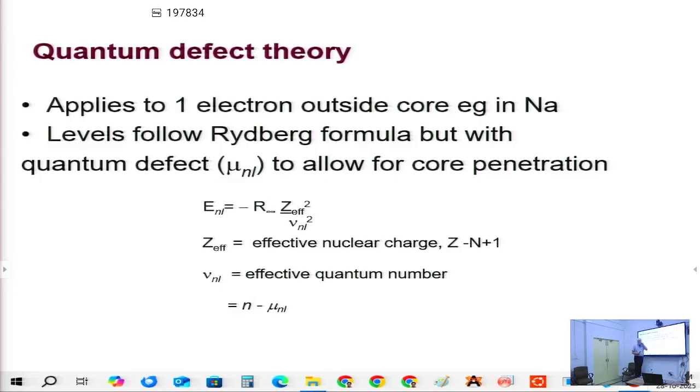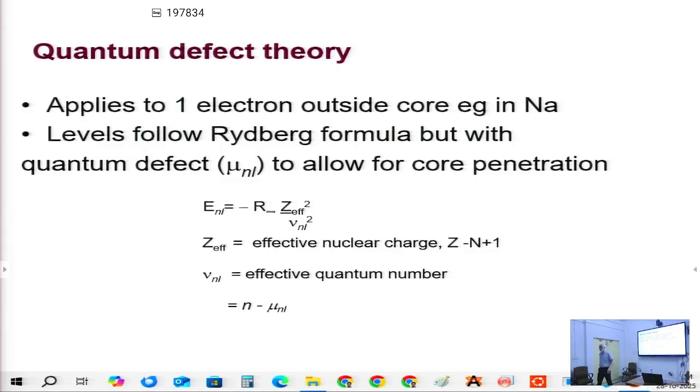The effective nuclear charge is quite simple. It's just the net charge held by the outer electron. So it's usually 1 for neutral, 2 for an ion, and so forth, because it's the charge on the nucleus minus the number of electrons plus 1, because the outer electron isn't counted in that n. So basically, if you're doing sodium neutral, the effective nuclear charge is 1. If you're doing calcium plus, it's 2, and so forth. So that's quite easy. What is more complicated is the effective quantum number.